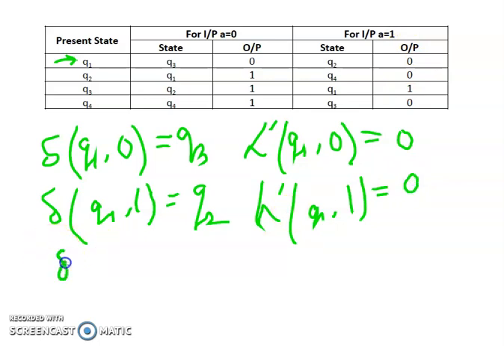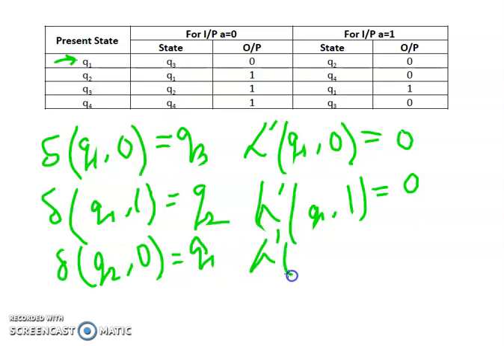Now let's take another example. Suppose we are on the state Q2. So we will write over here as Q2, comma, then the input is 0. So we will write 0 over here. The state to which we are moving from Q2 on reading 0 is Q1. So we will write over here as Q1. Now let's find the output associated with this transition. So lambda dash Q2 comma 0, then the output associated with this transition is 1. So we are going to write over here as 1.